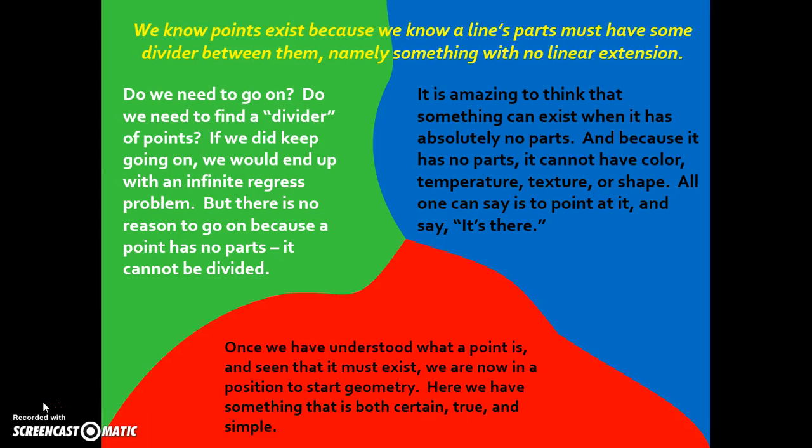Do we need to continue? Do we need to go on? Are we falling into infinite regress? Do we need to find a divider of points? If we did keep going on, we would end up with an infinite regress problem, but there is no reason to go on because a point has no parts. It cannot be divided. It is amazing to think that something can exist when it has absolutely no parts. And because it has no parts, it cannot have color, temperature, texture, or shape. All one can say is to point at it and say it's there.